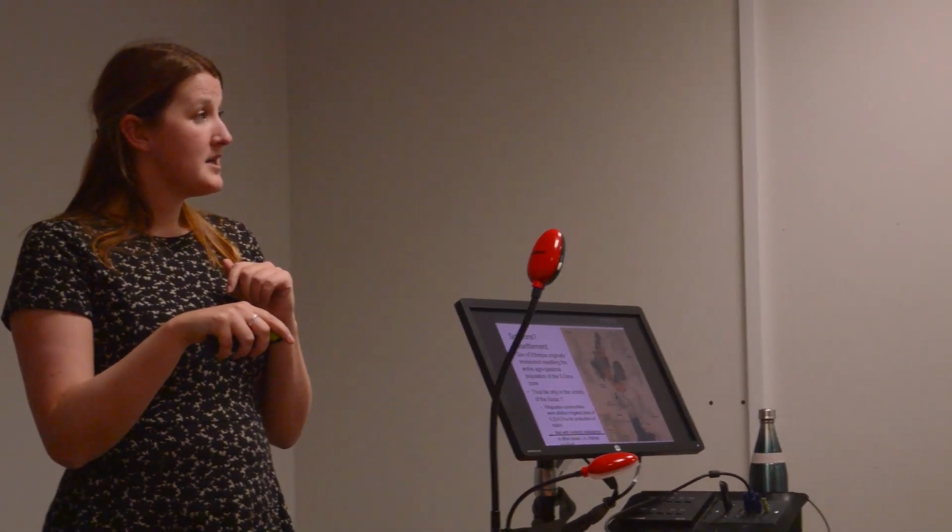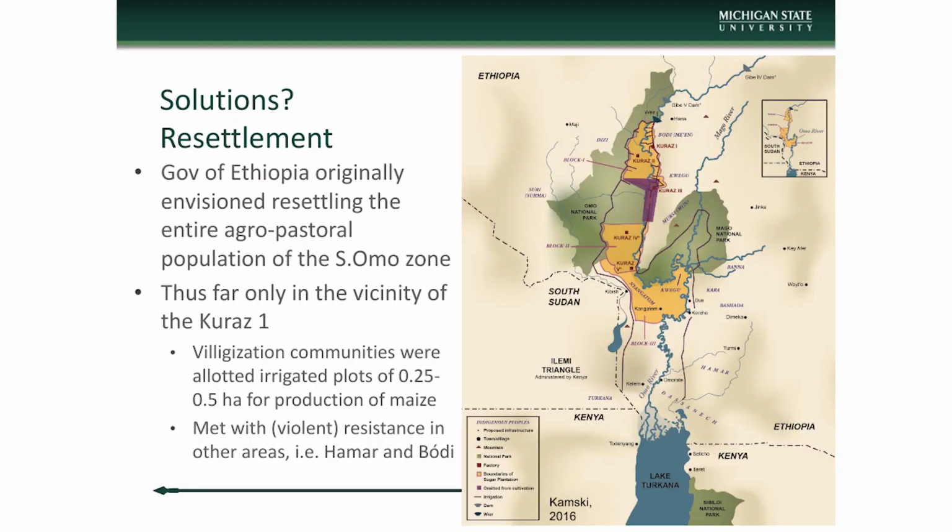So the Ethiopian government has attempted to create solutions to this. Resettlement was already part of the plan. There was originally, a long time ago, a plan to actually just resettle everybody in the region, which obviously didn't work. So, thus far, the only people who've been relocated are some Bodi and Mursi peoples around the northern Sugarcane block. The villagized communities do get access to arable land. It's supposed to be irrigated.